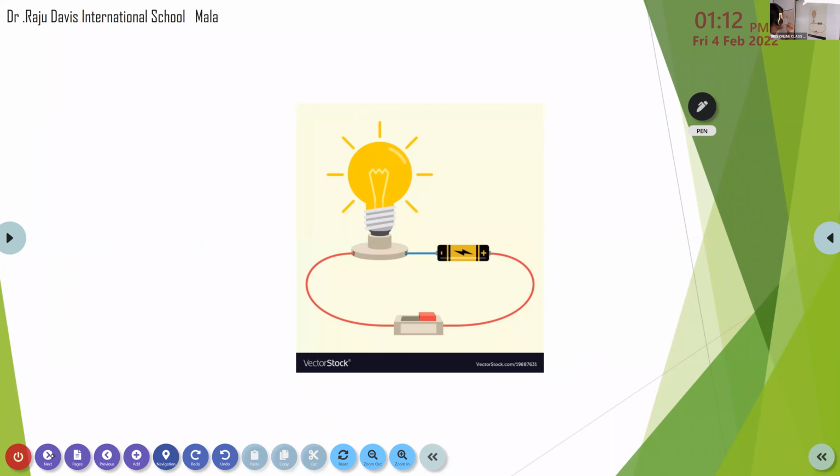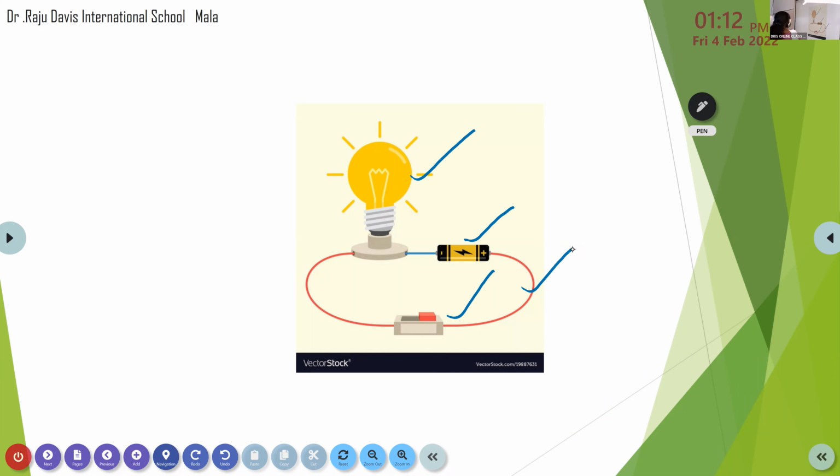Then, which are the components in this electric circuit? Which are the components in this picture? Is this an electric circuit? Yes, ma'am. It contains electrical components. Which components are here? Wire, battery, a switch, and a bulb. The electrical wires are there. So it's an electric circuit.